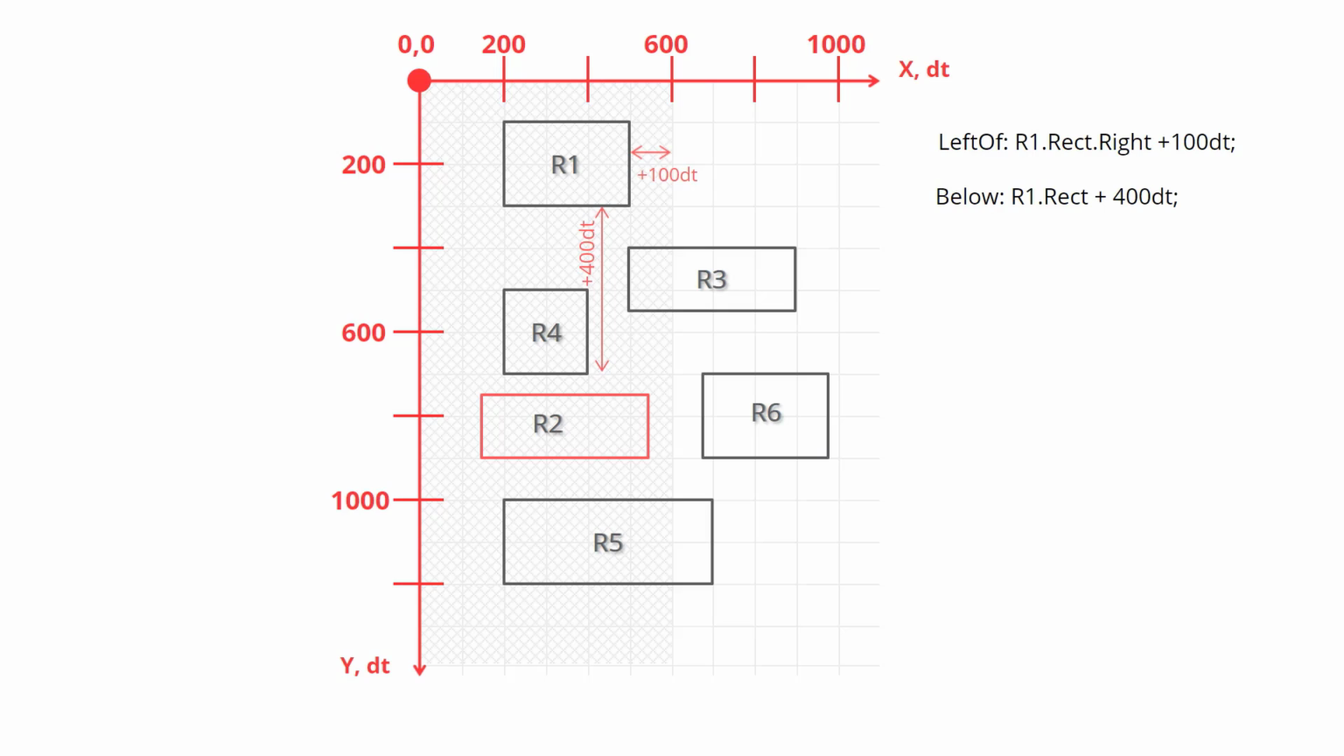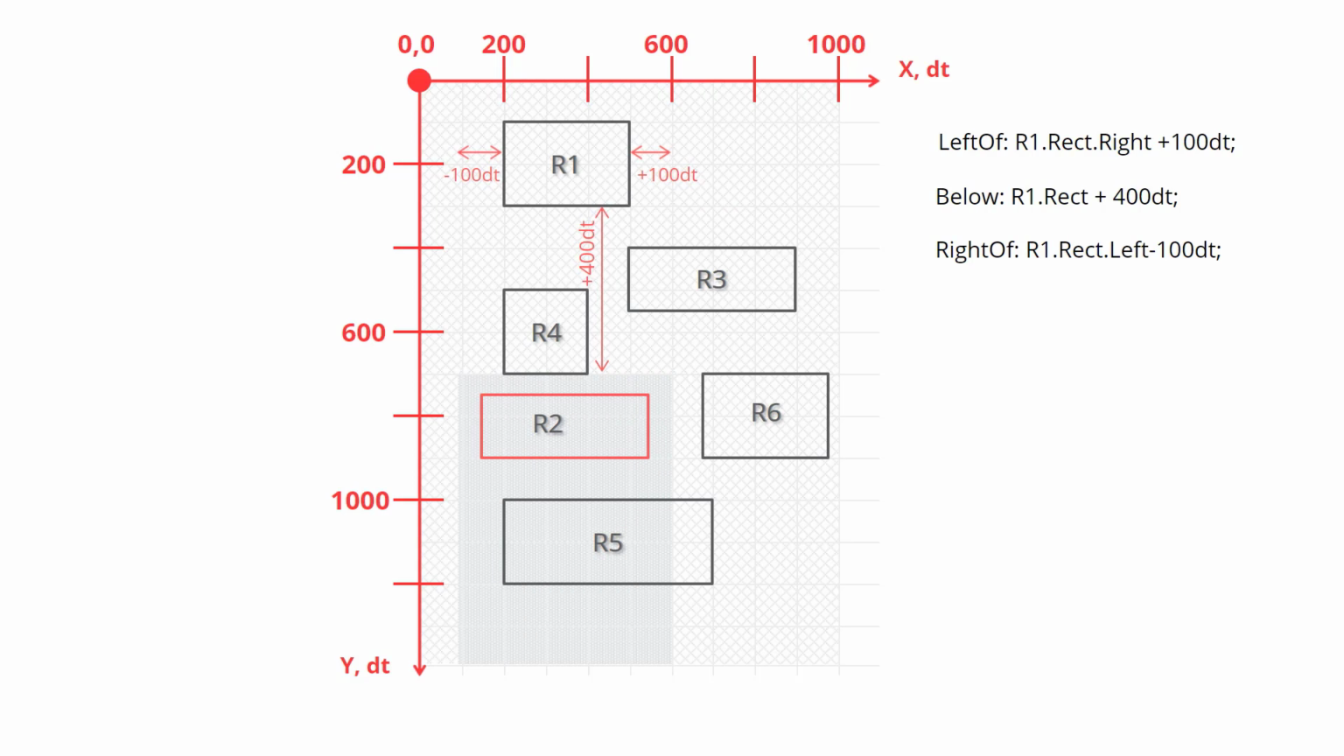These relations create a search area by overlapping their respective areas: "left of R1.rect.right plus 100 dots" and "below R1.rect plus 400 dots." Now, only the R2 rectangle falls within the defined search area. Success! When needed, we can be very precise in describing search areas. For example, here we can add one more relation: "right of R1.rect.left minus 100 dots." The combination of these three relations results in this search area.